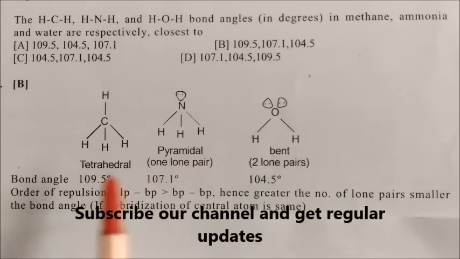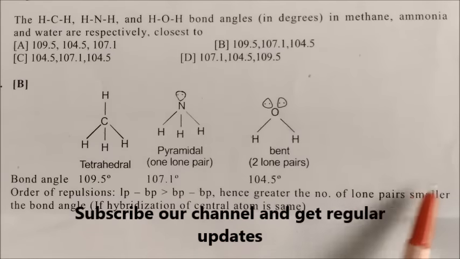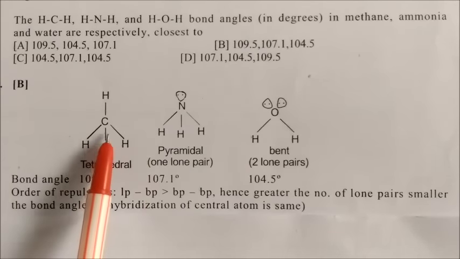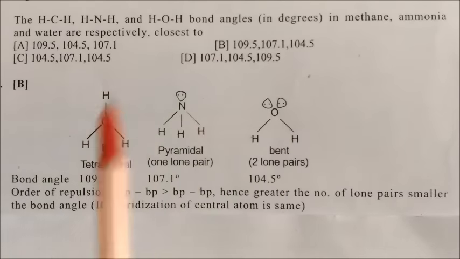This bond angle decreases because they follow the VSEPR theory, the valence shell electron pair repulsion theory, in which lone pair repulsion is more and bond pair repulsion is less. So greater the number of lone pairs, smaller is the bond angle, if the hybridization of the central atom is almost the same. In this case the bond angle is more, and in this case the bond angle will be less. So the answer is B.